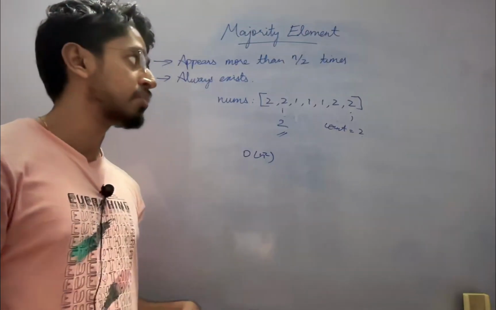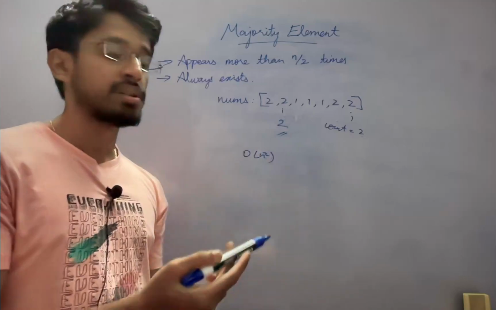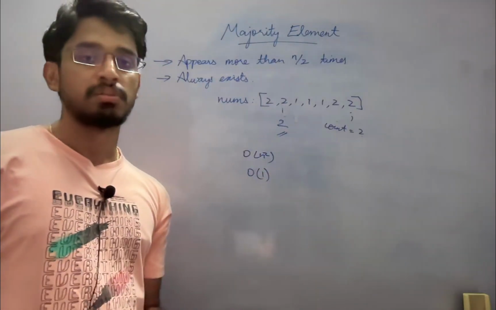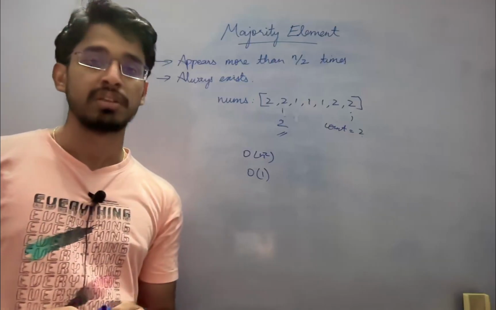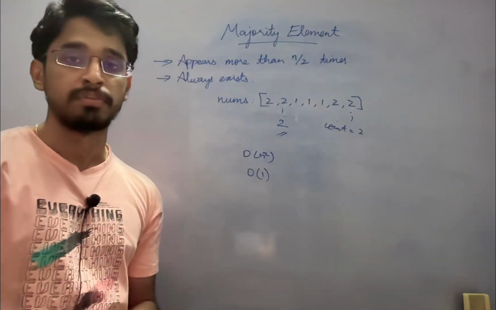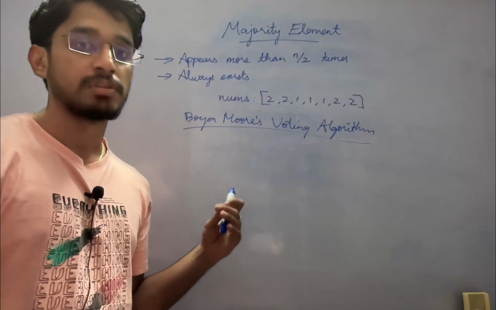And what is the space complexity? We are just returning one number, right? So we are creating one variable, so we can assume that to be O of 1. So this is the brute force way, which is not usually the most preferred way. So what is the best way of solving this problem? We can use Boyer-Moore's voting algorithm to solve this particular problem.